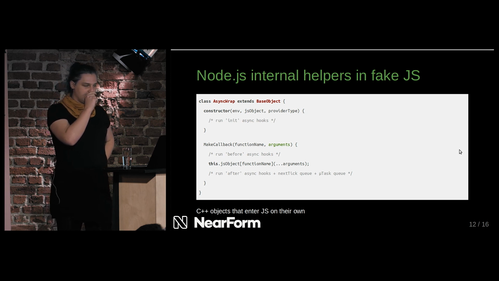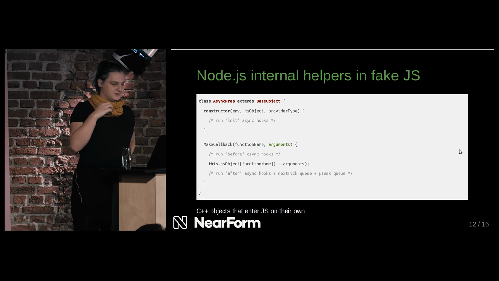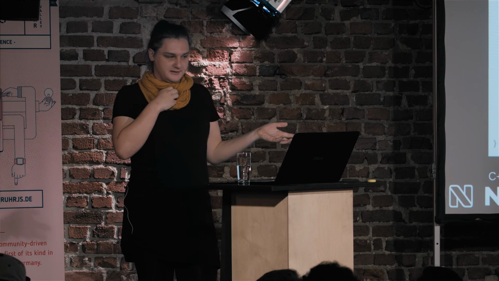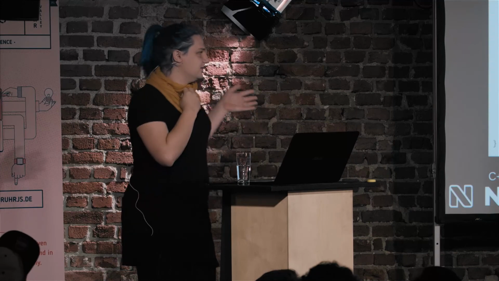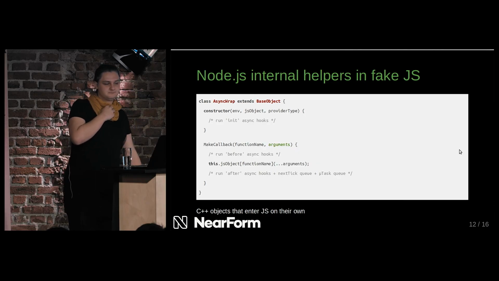And a big feature of that is that it actually runs some hooks before and after a callback, and when it's initialized and when it's destroyed. So you can actually keep track of everything that's happening in an asynchronous fashion in your application. And one thing that we're going to use is that async wrap instances have this make callback function.